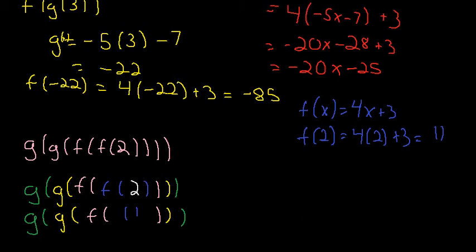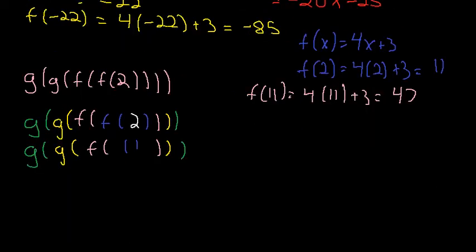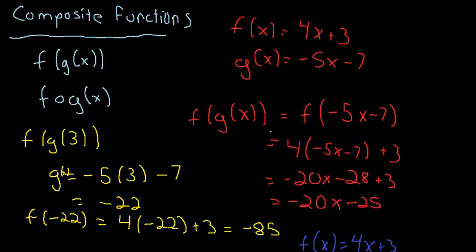So now the innermost function is f of 11, so let's figure out what that is. Since f of x is 4x plus 3, f of 11 is equal to 4 times 11 plus 3. 44 plus 3 is 47. So again, going to use the colors here to make it as clear as possible. Notice how I'm just evaluating these functions from the inside out. So now I'm doing g of 47.